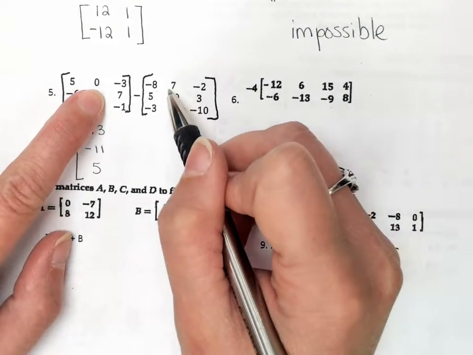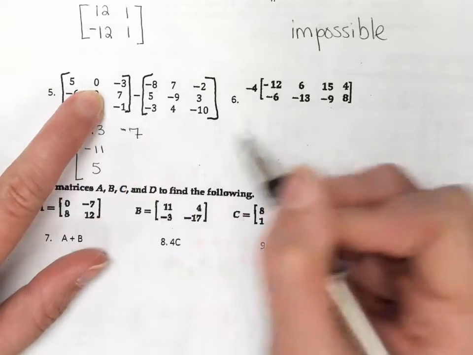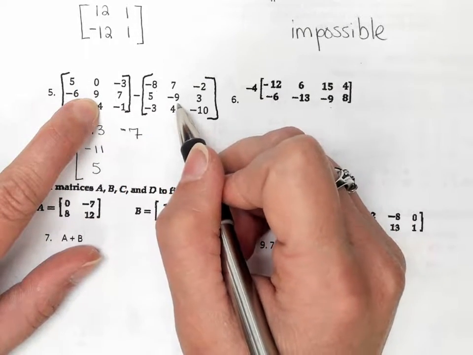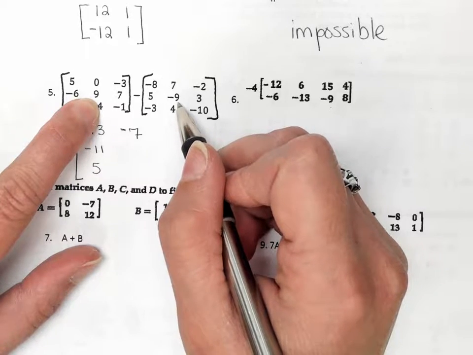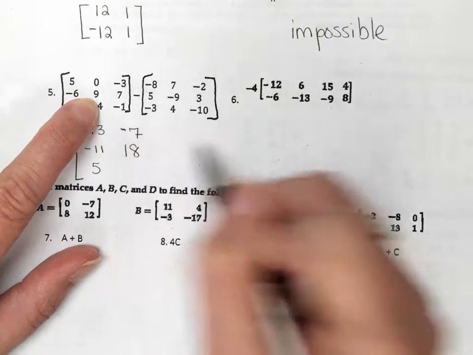Alright, here we go. 0 minus 7. Negative 7. 9 minus negative 9. Use your calculator. These two negatives make a positive. 18.